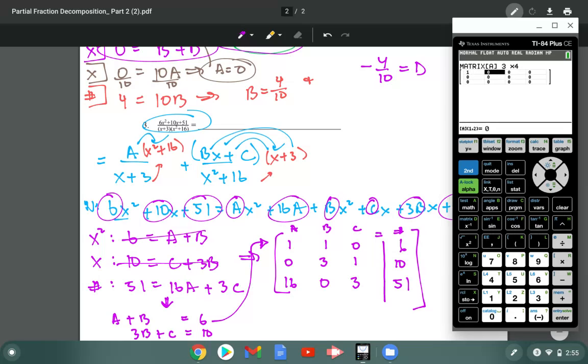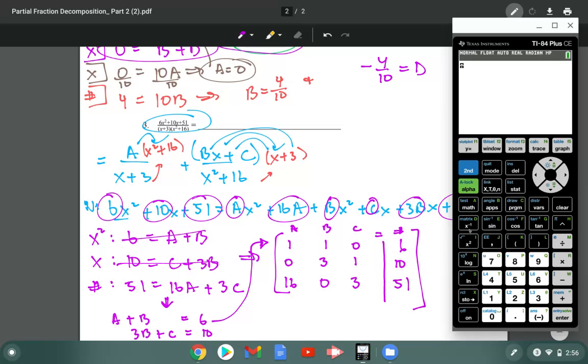So the first row is 1, 1, 0, 6. The second row is 0, 3, 1, 10. Third row is 16, 0, 3, and then 51. Okay, I'm just going to double check. 1, 1, 0, 6, 0, 3, 1, 10, 16, 0, 3, 51. Okay, great. So I put that into matrix, and that was in the edit. I'm going to go quit here.